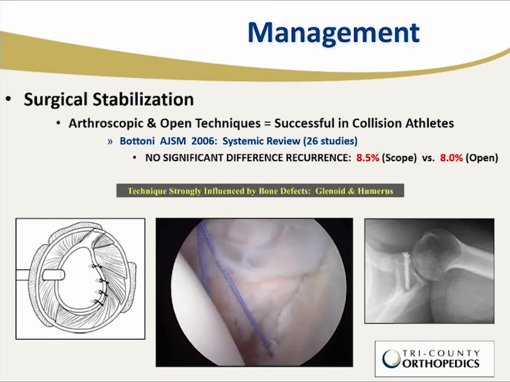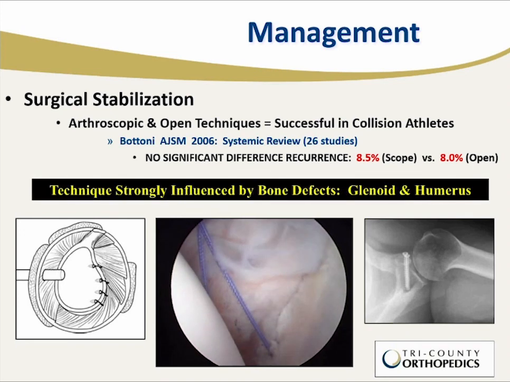What is important is that the technique for surgery changes dramatically by bone defects. It's influenced significantly by lesions on the humerus and the glenoid. That's why all attention is now on quantifying and understanding bone loss, because failure rates correlate.